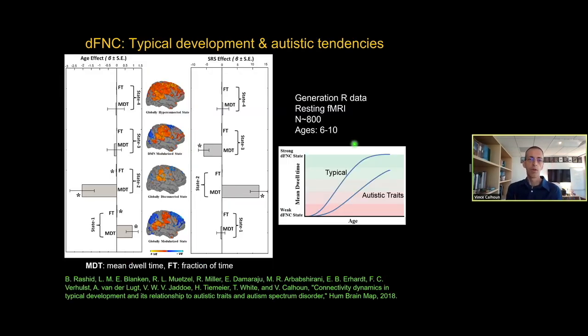This is an example from a normative data set from Tanya White in the Netherlands, the Generation R data set. We have 800 children aged 6 to 10. I'm showing you 4 different states estimated, rendered here on a surface brain. A couple of observations: the older subjects tend to occupy the globally modularized state, while younger kids are more in this globally disconnected state. Interestingly, if we also look at the social responsiveness scale as a measure of autistic tendency, we see that kids with lower scores tend to, regardless of age, occupy more of this globally disconnected state.